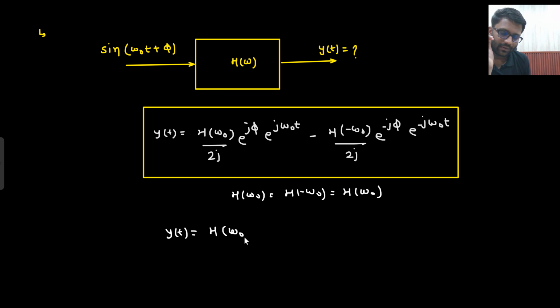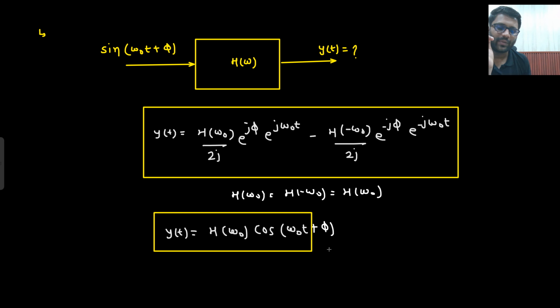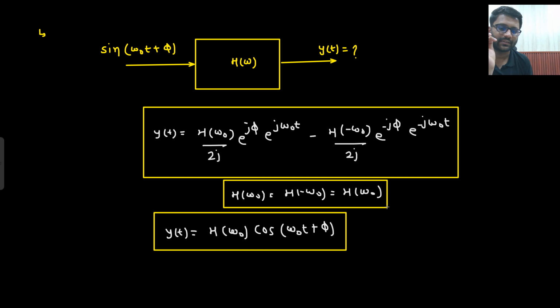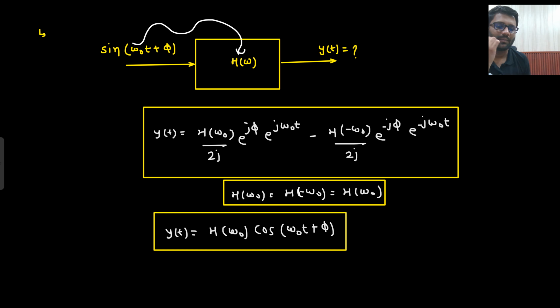H of omega naught into cos omega naught t plus phi. So this thing you will be able to do only when this is the condition. So if this is the condition, then directly you can pick this omega naught and put it here. But we are not going to show it in the diagram because it is not always true.